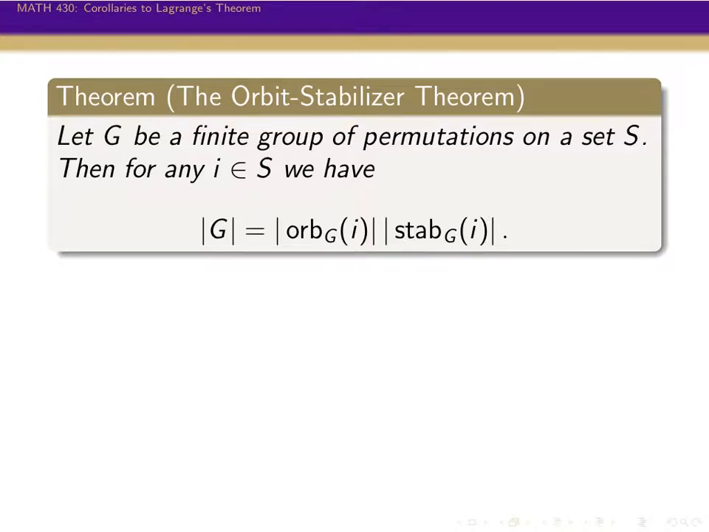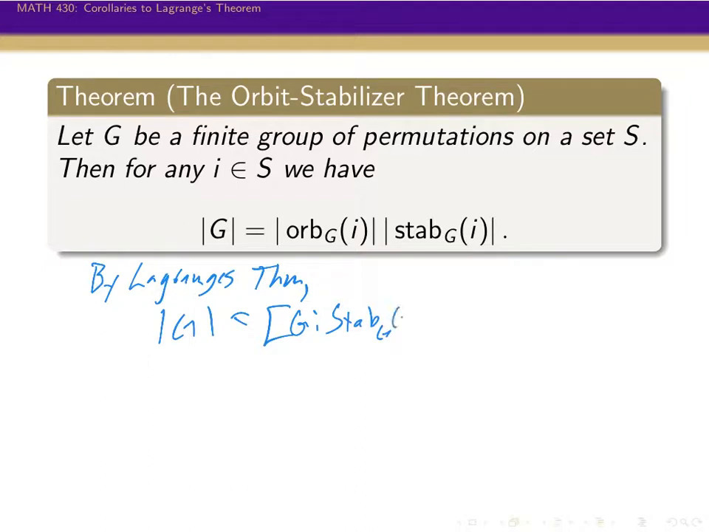Okay, so now that we have the lemma, now we can prove that these two are the same. And so by Lagrange's theorem, since the stabilizer of i is a subgroup of G, then the order of G is going to be equal to the index of the stabilizer in G times the order of the stabilizer.